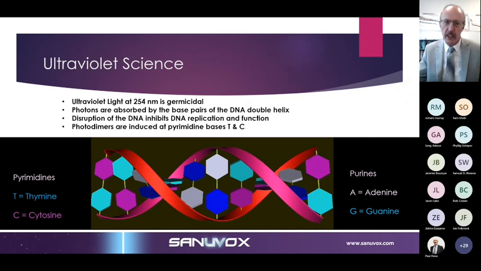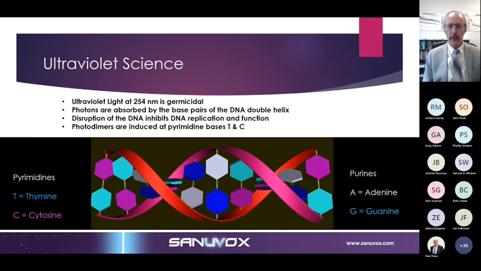Ultraviolet science. Ultraviolet light in the UVC range, particularly 254 nanometers, is considered germicidal, or as we say today, antimicrobial. Photons are absorbed by the base pairs of the DNA double helix or the RNA, if it happens to be an RNA virus. This disruption of the DNA inhibits DNA replication and function.